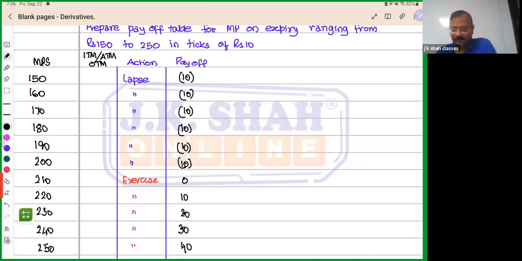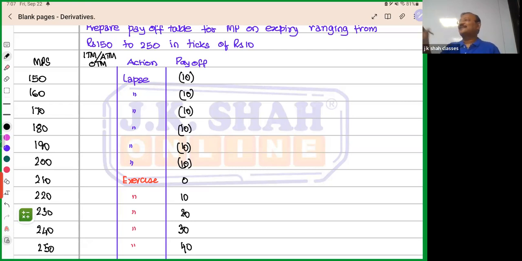I'll write the full form there. ITM is in the money, ATM is at the money, and OTM is out of the money. Okay. Now, what does this mean? This means that if by exercising the option, the buyer makes a profit, that option is said to be in the money. If by exercising an option, the buyer makes profit, then it's in the money. If by exercising it, he makes a loss, he won't exercise it. That's a different question.